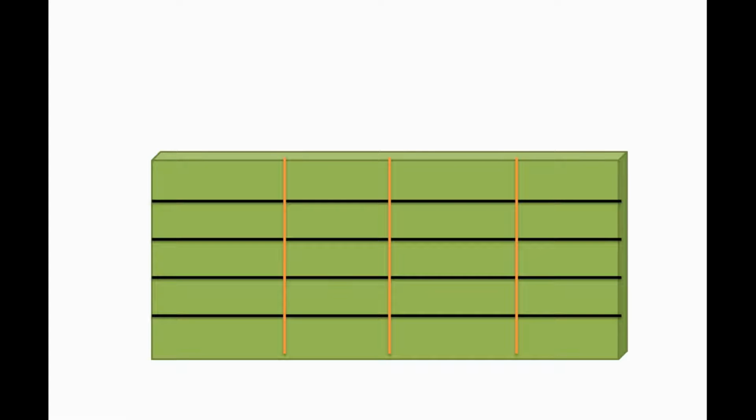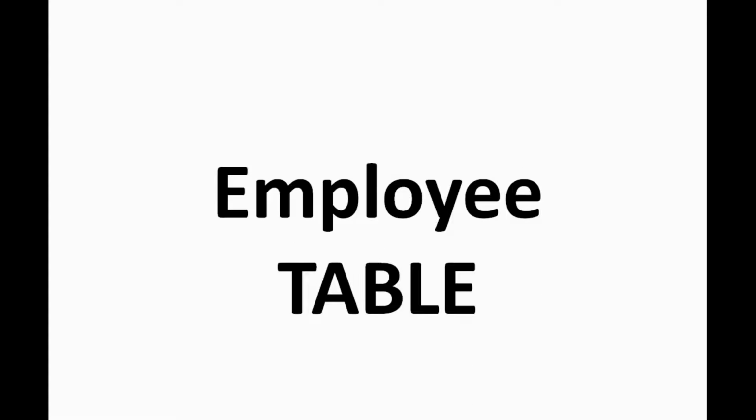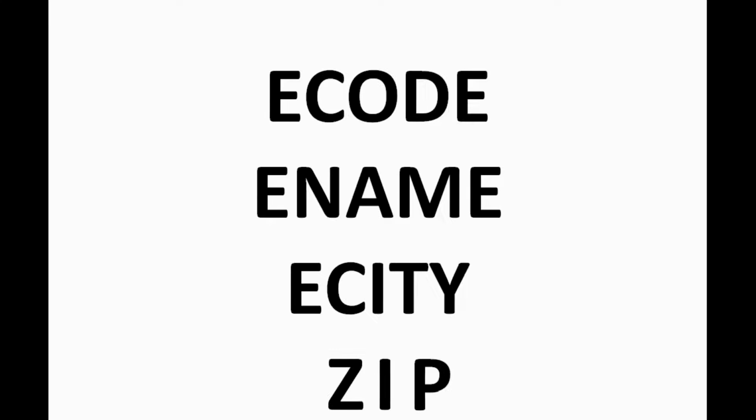Let us consider an example of a table, say employee. This is an employee table. You can see there are 4 columns in this table: e-code, e-name, e-city, and zip. Here e-code is for the code of the employee, e-name for the name of the employee, e-city for the city of the employee, and zip is for the zip code.